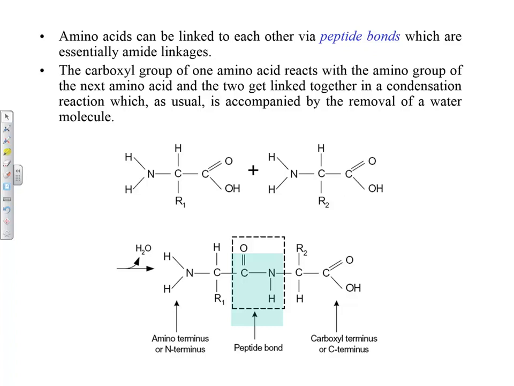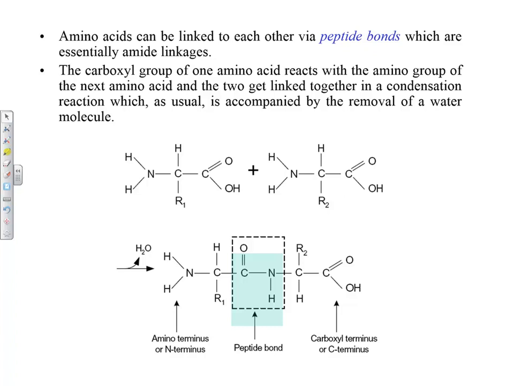So amino acids can be linked to each other via peptide bonds, which are essentially amide linkages. Again, that's the reason why I introduced those amide linkages in the last lecture, okay? When I talked about alcohols and carboxylic acids reacting together to produce an ester, okay? One example of an ester is an amide linkage. So you can look at this picture here.